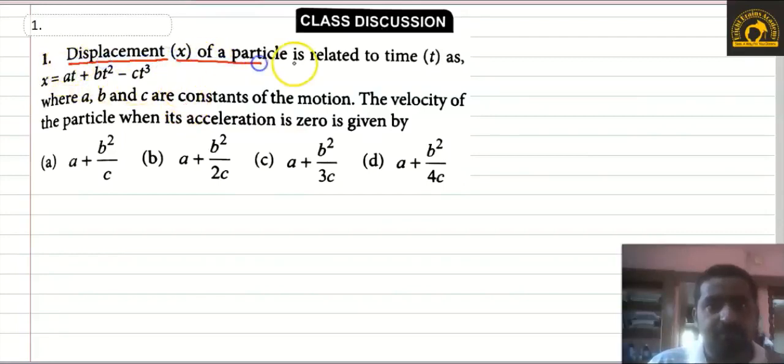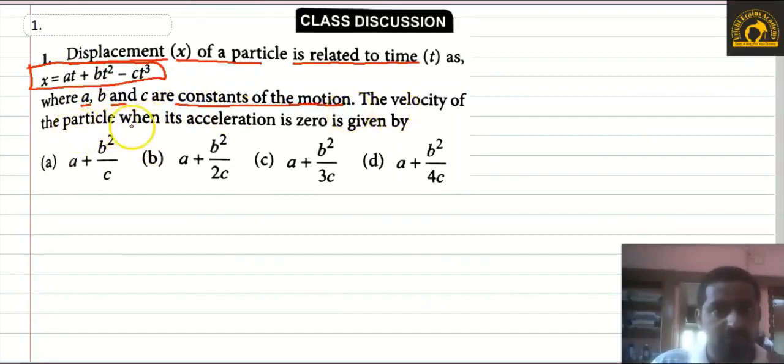Displacement x of the particle is related to the time is given. This is the displacement, where a, b, c are the constants of the motion. The velocity of the particle when the acceleration is 0. This is the given data. When the acceleration is 0, what about the velocity?